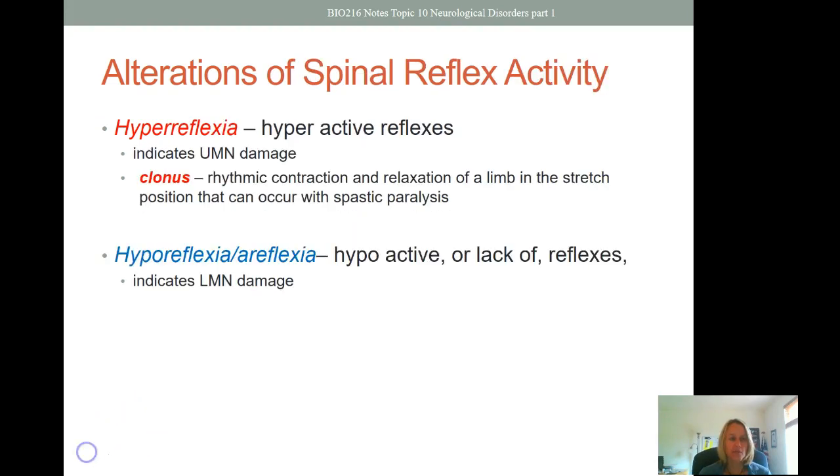rigidity. Hyperreflexia is when we have hyperactive reflexes, and this is due to upper motor neuron damage. Clonus is rhythmic contraction and relaxation of a limb in the stretch position, and that can occur with spastic paralysis.